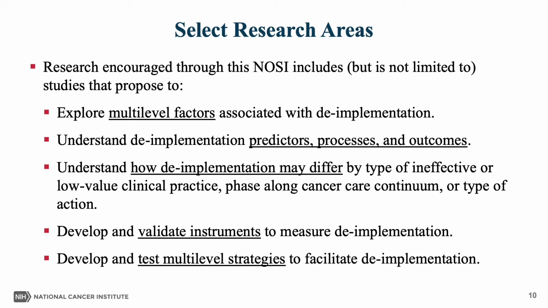Exploring multi-level factors, trying to understand the effects that they may have in their association with facilitating de-implementation, understanding and identifying predictors, processes, and outcomes of de-implementation at multiple levels, understanding if and how de-implementation processes, predictors, and outcomes may in fact vary by the type of practice, whether or not it's ineffective or low value, vary by the phase along the cancer care continuum, and or vary by the type of action that de-implementation is unfolding.